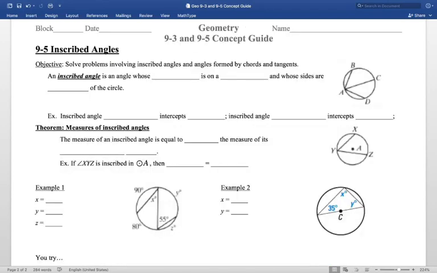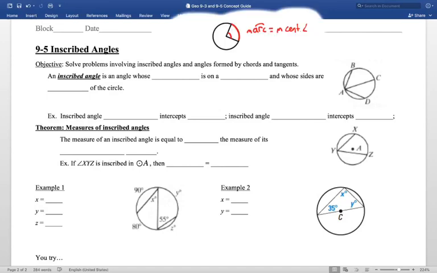All right, an inscribed angle. An inscribed angle is not like a central angle, so it's not going to be equal to the arc, but it's also not going to be hard. An inscribed angle is an angle whose vertex is on the circle and whose sides are chords of the circle. So the difference is, where's the vertex? It is on the circle.